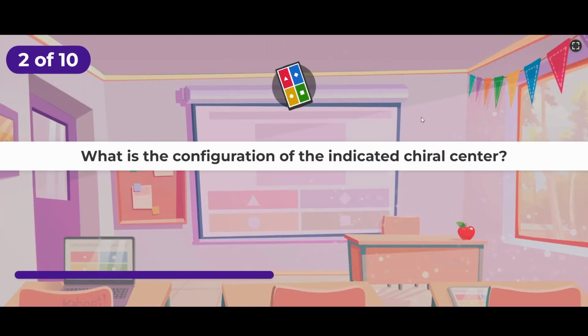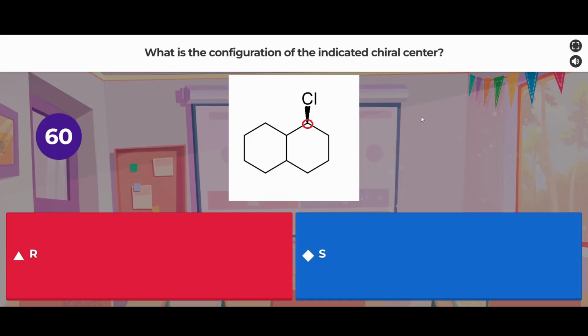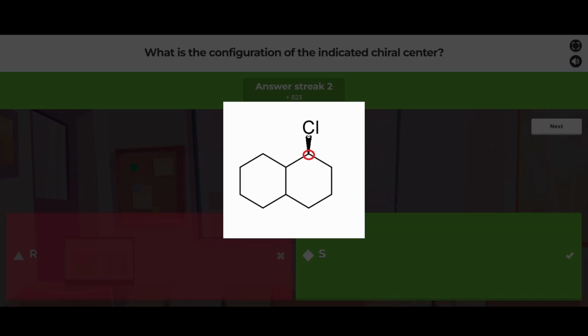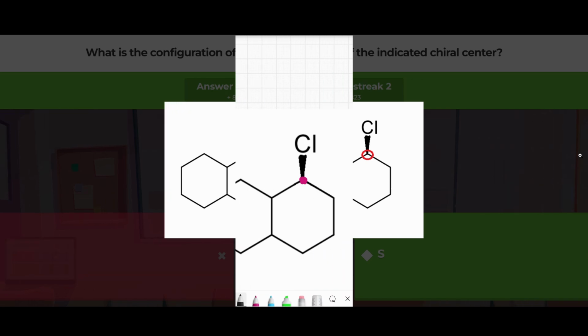Question 2. What is the RS configuration of the indicated chiral center? Alrighty, so this was the same molecule we saw earlier, but now we are seeing that one of those chiral centers had a counterclockwise or S spin.